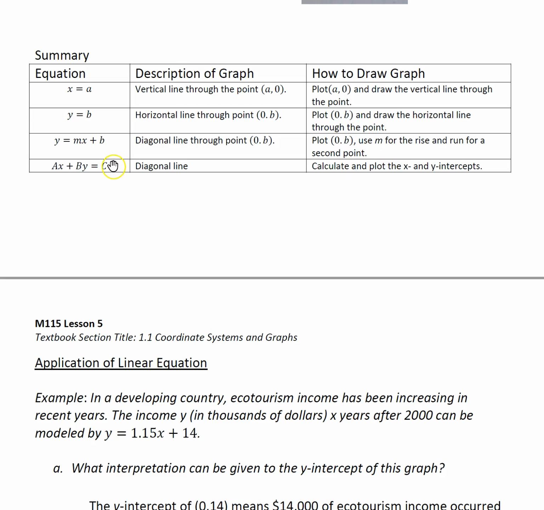The last equation is standard form. Standard form will give us a diagonal line. The strategy for drawing the graph is to calculate and plot the x and y intercepts. Remember, with the x and y intercepts, one at a time, you let the y value be 0, that'd be for the x-intercept. Let the y value be 0 and you solve for x. Then, to find the y-intercept, you set the x value equal to 0 and you solve for y.